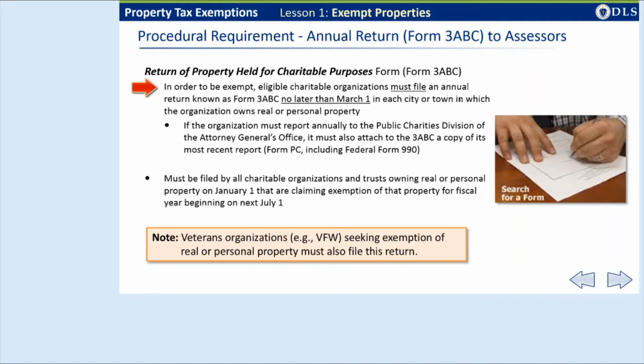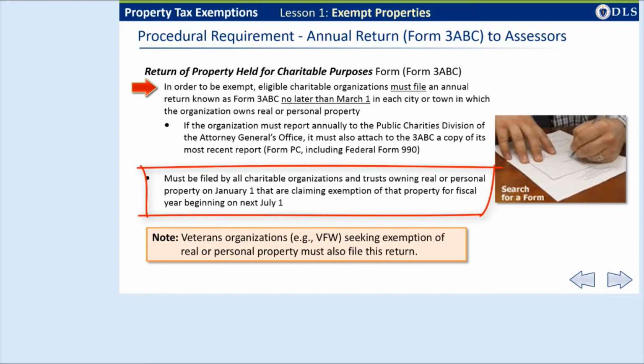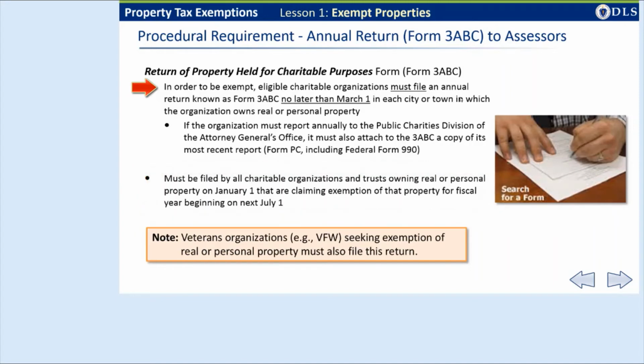Charitable organizations must file an annual property return in order to receive an exemption under Clause 3. The return is required if the organization owns property in your city or town on January 1st, and it claims exemption for that property for the fiscal year beginning on the next July 1st. The return, known as the Form 3 ABC, is due March 1st. You may extend that deadline if the organization applies in writing and provides a good reason for it. You can extend the deadline to any date up to the abatement application deadline for the fiscal year. However, if the organization does not file a return for a fiscal year, you cannot exempt it for the year.